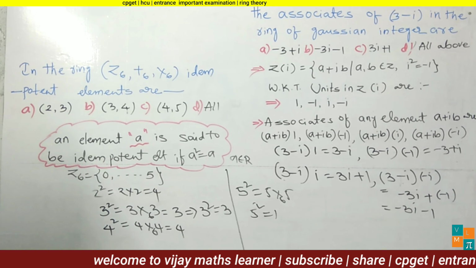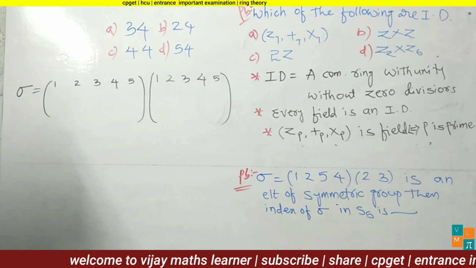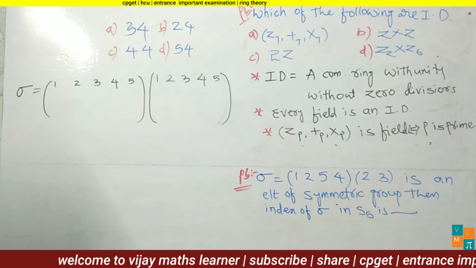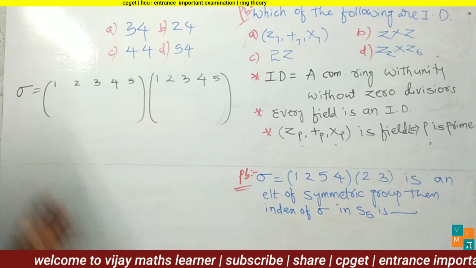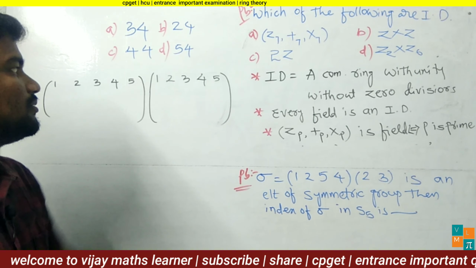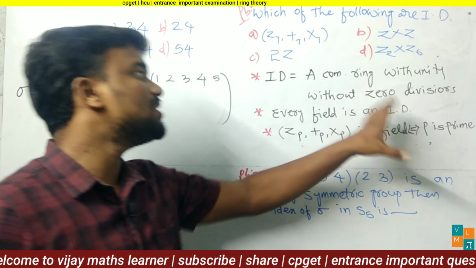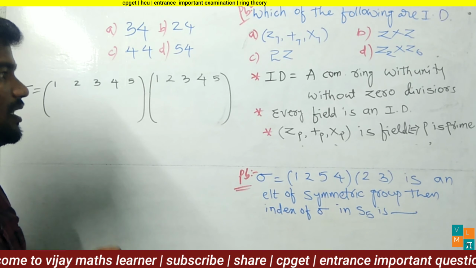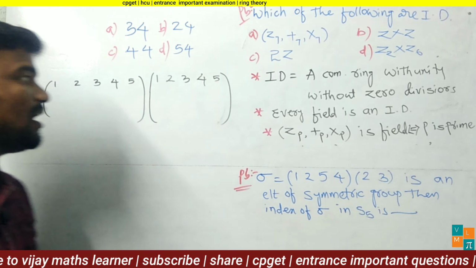Next, see the third problem. Now see the third question. What is given? Which of the following are integral domains? Here we have 4 options. From these 4 options, we have to find which is the integral domain. Now see the definition of the integral domain. A commutative ring with unity without 0 divisors is called an integral domain.